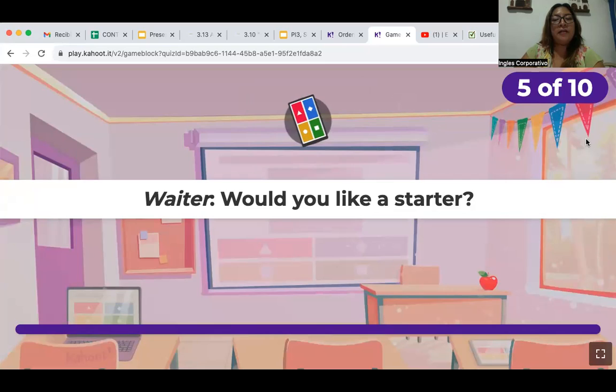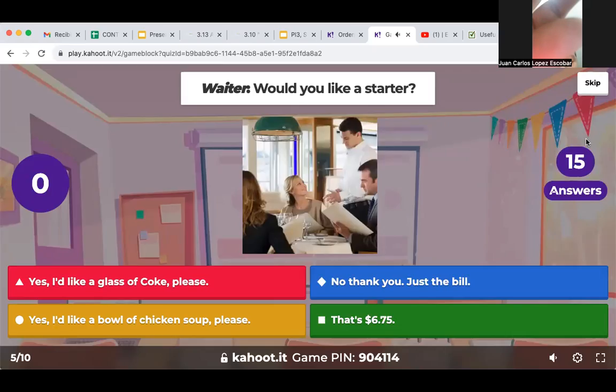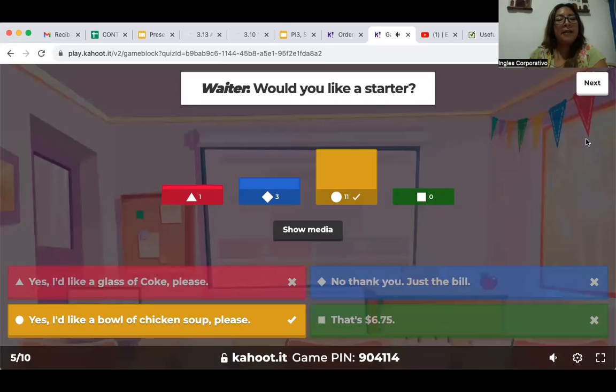Would you like a starter? Okay, yes, I'd like a bowl of chicken soup. Okay, no podía ser Coke because it's a drink. No, thank you, just the bill. No podría ser esta porque if it is a starter, era porque todavía no habían ordenado.